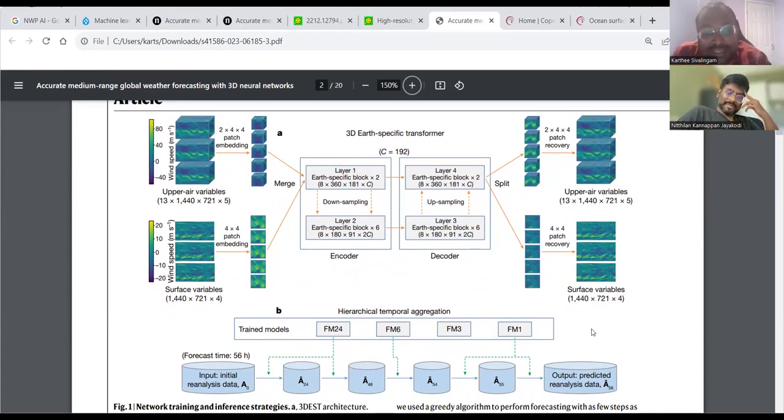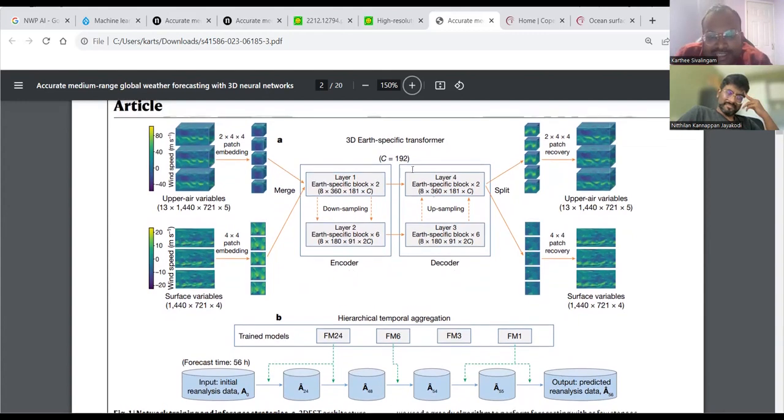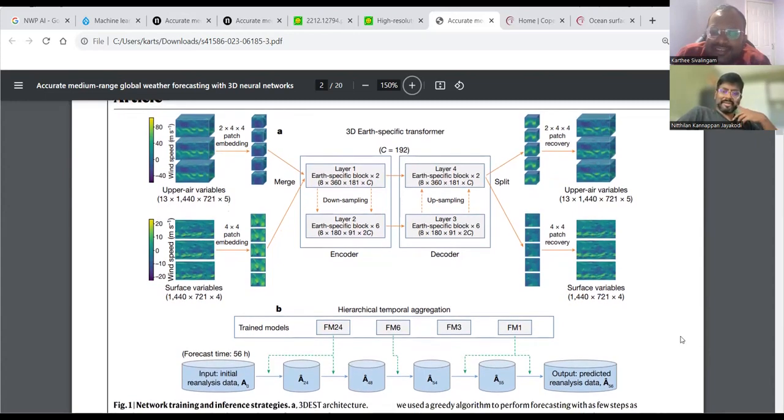Simple. The Pangu model, this one we are looking at here. These guys don't even know climate science. They just came up with this model based on computer science. This has no knowledge of climate. They just said these are the variables, let me embed them, put them into a transformer, and decode it back. That's it. They have solved it like how we solve problems on Kaggle with a dataset.